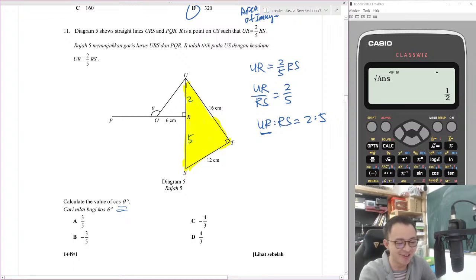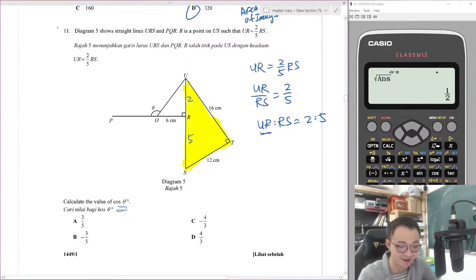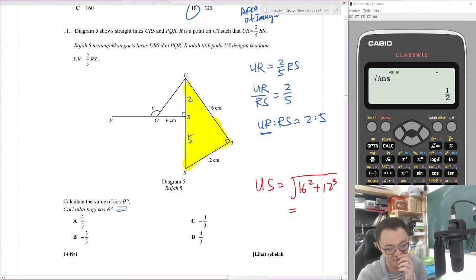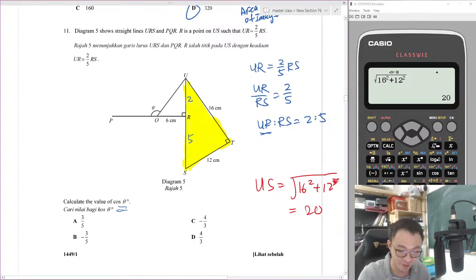In order to solve this triangle, I will just use Pythagoras. To find US, it will be the hypotenuse, right? It will be the square root of 16 squared plus 12 squared. This is 3, 4, so it should be 20, right? Squared, it's not cubed. Why am I writing cube here? So this length is 20.